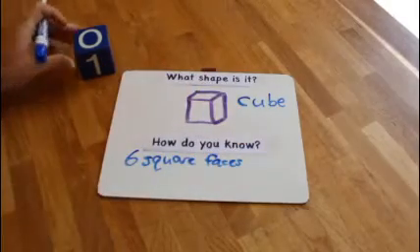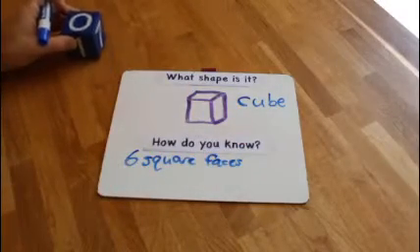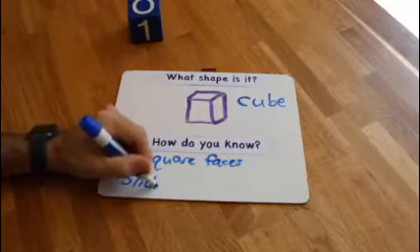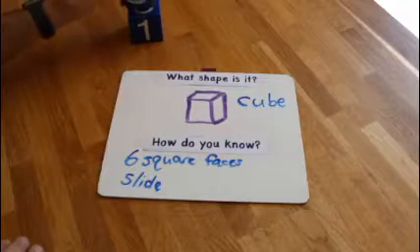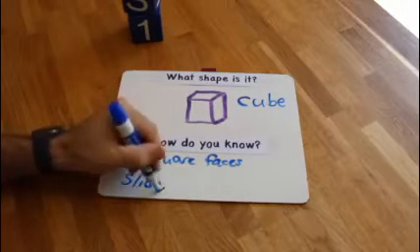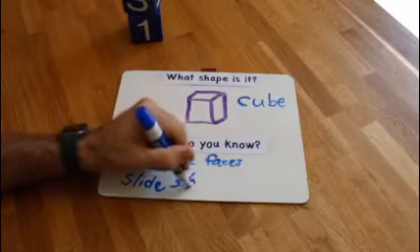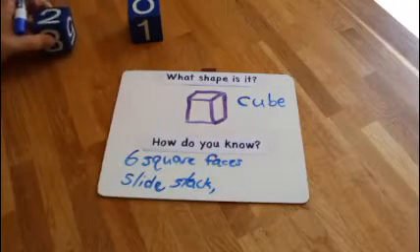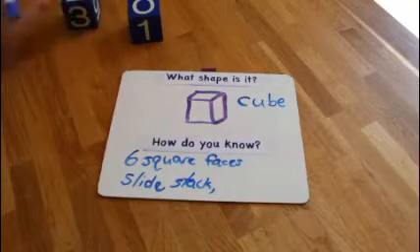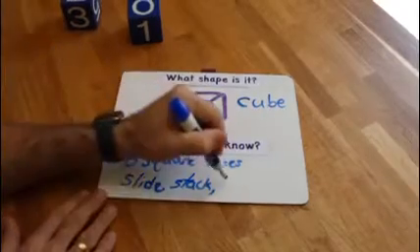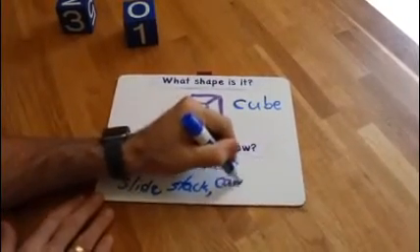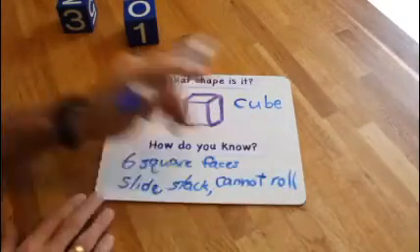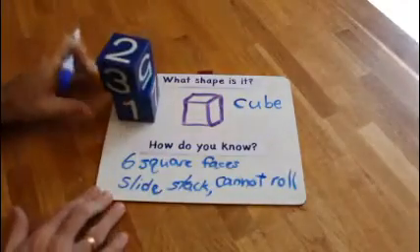And then what can a cube do? Remember, a cube can slide. A cube can stack. But it cannot roll. Remember, we talked about that being tumbling. It cannot roll. Cube.